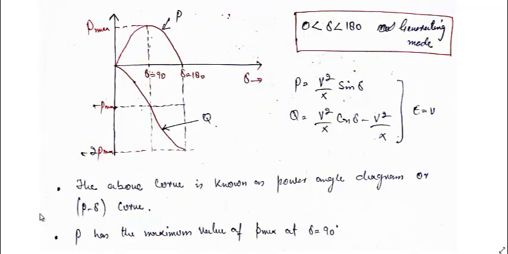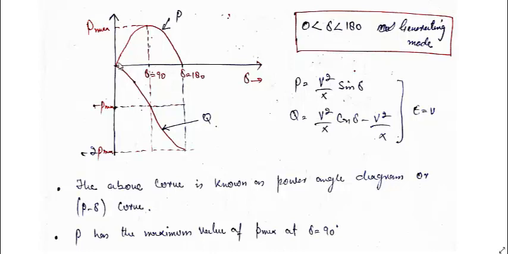We can now draw the curves like this. This is for P is equal to V square by X sine of delta. I have made an assumption that E is equal to V. So in that case, this will be V square by X sine of delta, where P max is equal to V square by X. So I have drawn it for only where delta is changing from 0 to 180 degrees, because for 0 to 180 degrees this will be in generating mode, and from 180 degrees to 360 degrees, or minus 180 degrees to 0, it will be motoring mode. Since we are only dealing with the generating mode, we have to restrict our value of delta from 0 to 180 degrees.